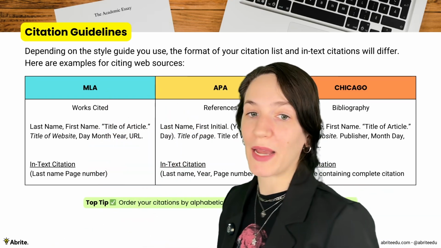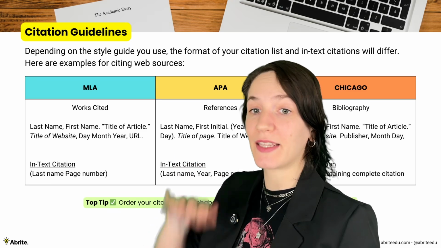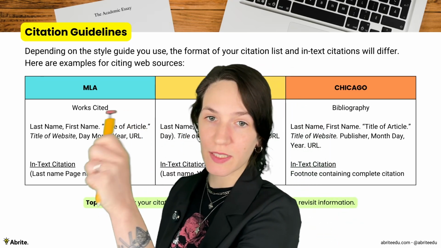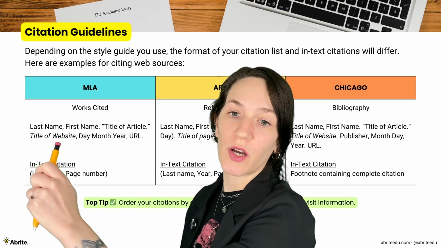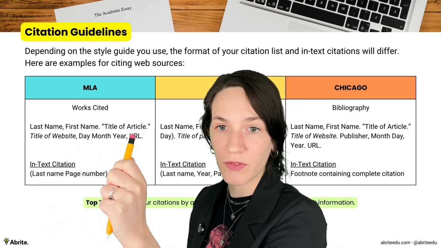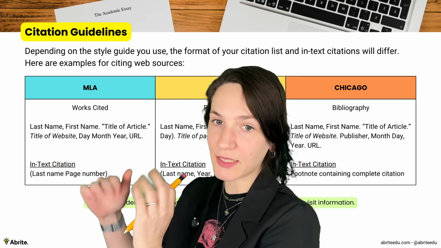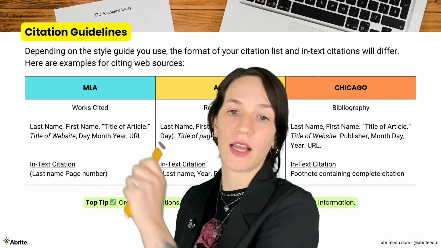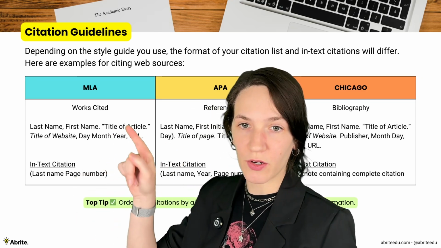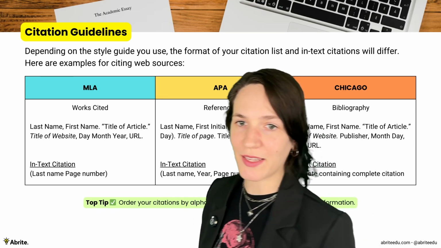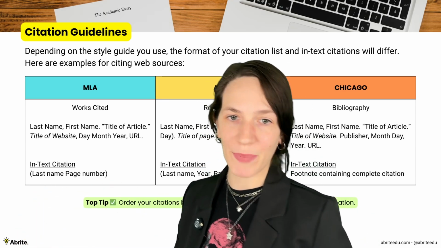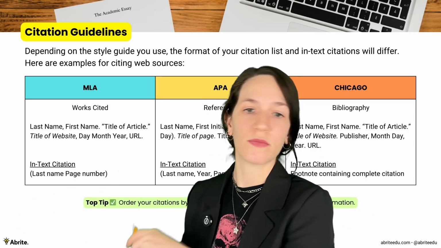In MLA format, your reference list at the end of your essay is going to be called Works Cited. And if you were citing a website, it would look something like this: last name of the author, first name of the author, title of the article, title of the website italicized, day, month, year, and then the URL. Oh, and the title of the article needs to be in quotation marks. Your in-text citation would look something like this: last name and page number. If there's no page number, you don't put a page number.